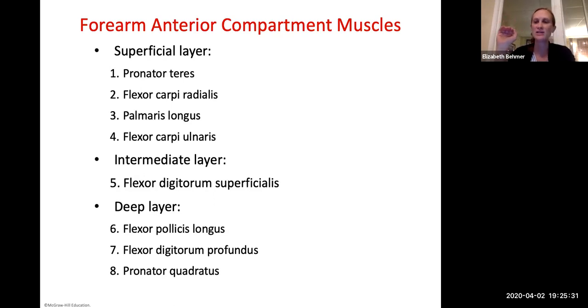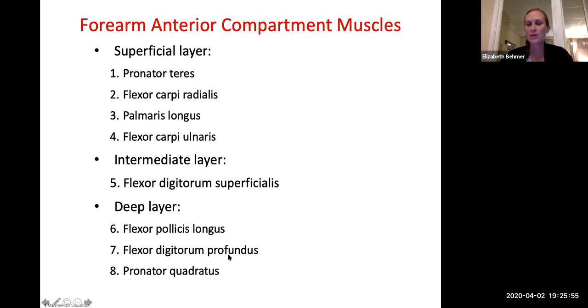The palmaris longus is a muscle that goes right in the middle. Again, that has a tendon that goes over your retinaculum, so that's why you can see it in your wrist. That's absent in about 10% of us. I usually have a couple students who don't have it in each class. Then you have an intermediate layer and a deep layer. Not all of these you need to know.